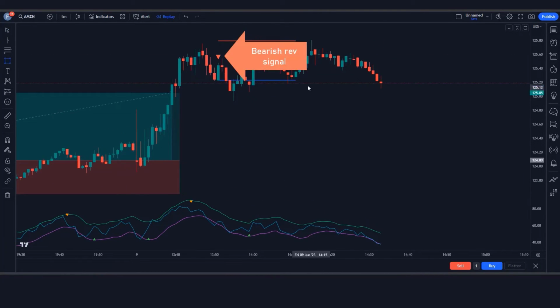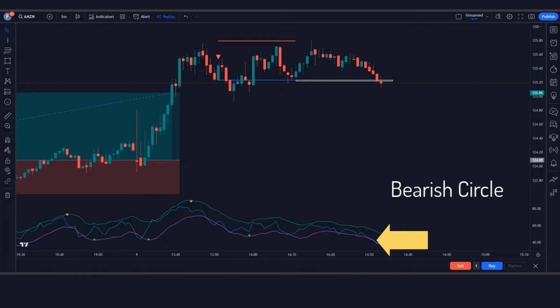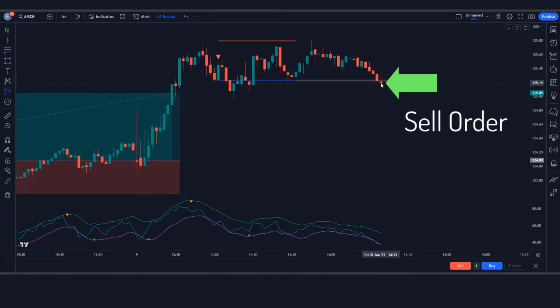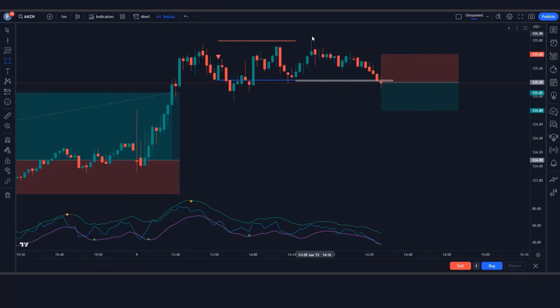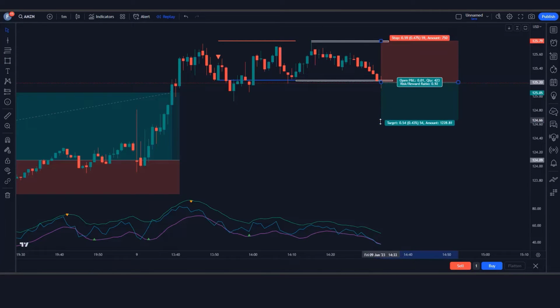When the reversal indicator gives us a bearish reversal signal, when the reversal indicator should be marked below the bear line, when the volatility bands indicator should show a bearish circle, and when the market forms a bearish candle, if this condition is fulfilled, then we will place a sell order. Our stop loss is to be placed at the high of the previous candle, and the risk to reward ratio will be 1:1.5.